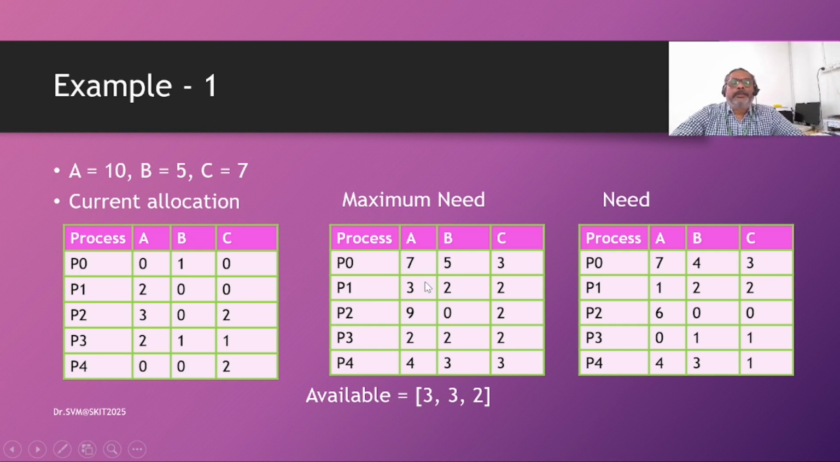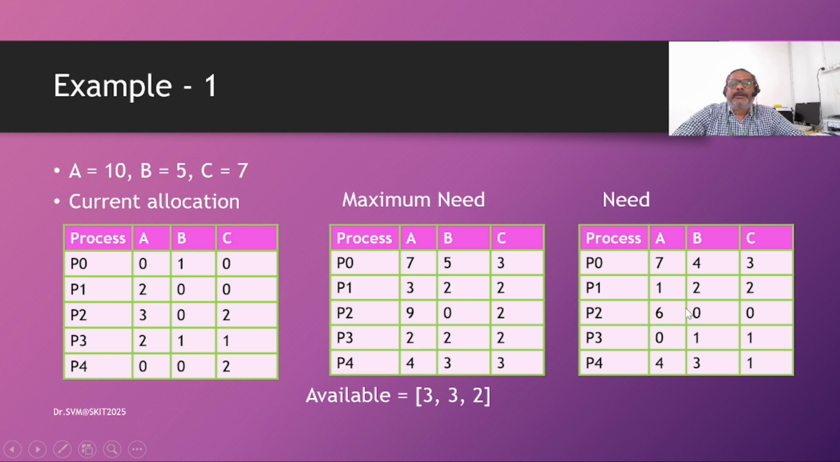And before starting, the processes have said the maximum number of instances they would require. Like P0 wanted a maximum of 7, so it is not going to ask for more than 7 at any time. So it would require a maximum of 7 of A, maximum 5 of B, maximum 3 of C, and so on. That matrix tells each process's maximum requirement, and this is what is allocated at this instant.